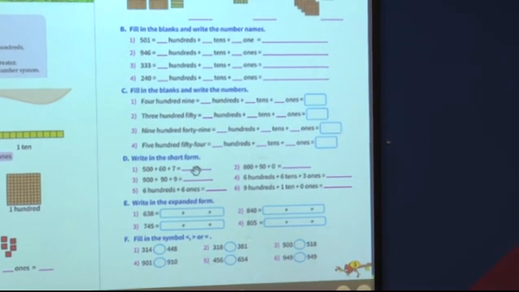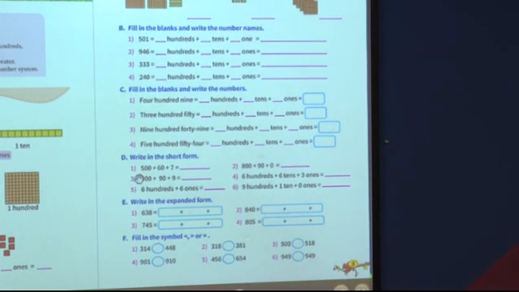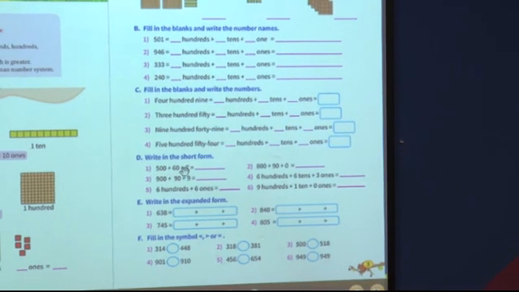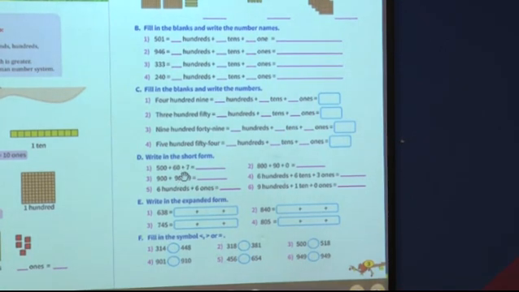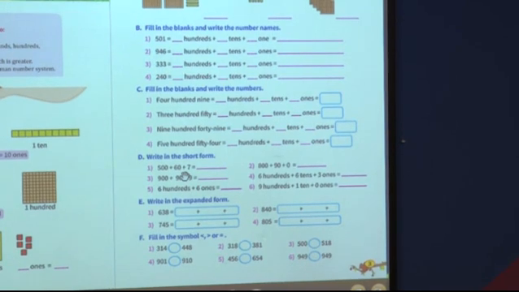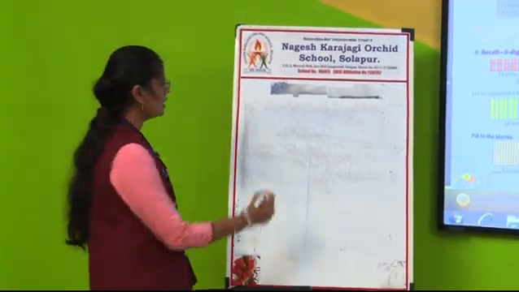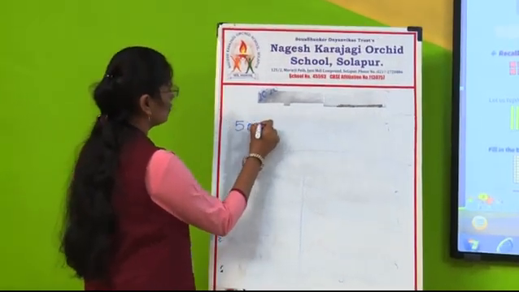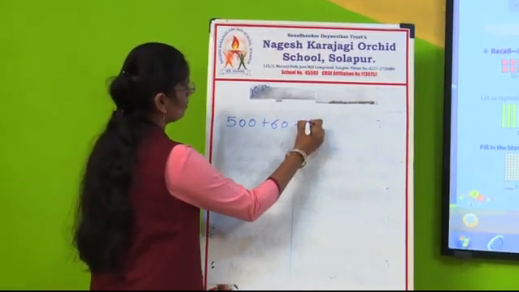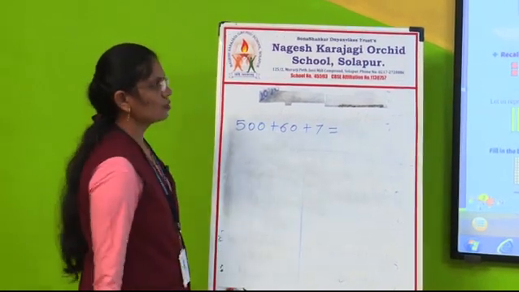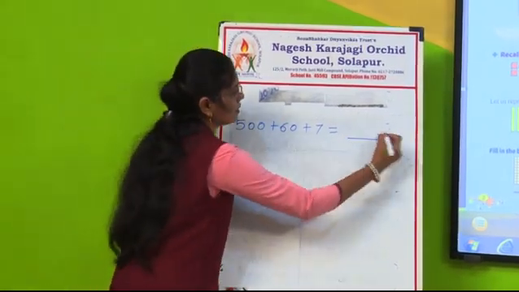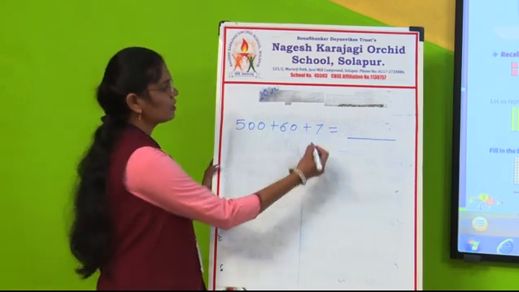Write in the short form. Now see here students, here they have given the expanded form of the number, and from that we have to write it in the short form. Let us see how to write in the short form. The very first example is 500 plus 60 plus 7 is equal to, we have to write it in the short form. Now which place is there?